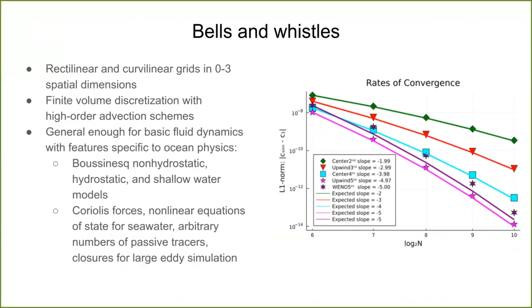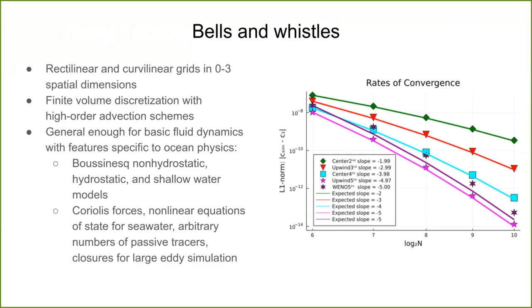Some of the bells and whistles contained within Oceananigans: it does allow for either rectilinear or curvilinear grids. The number of spatial dimensions can be 0 to 3. As I mentioned before, it uses a finite volume discretization and high order advection schemes in order to try to obtain very high accuracy given a particular resolution. It does describe fairly general fluids, but it can also be used to describe ocean physics really well, which is one of the key features.